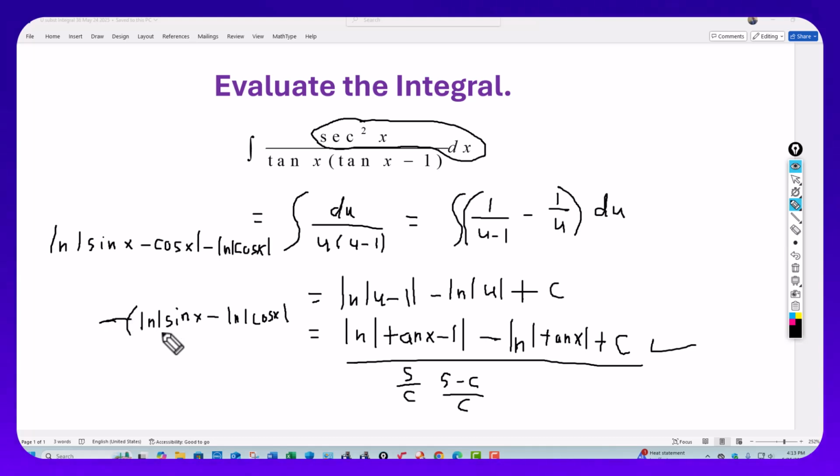So this minus multiplies this one here, so this becomes a negative here and this becomes a plus right there. So I get minus natural log of cosine of x, and a plus over here. So these cancel out, and I have this one and this one left. So the answer I just gave on the right side can be simplified into this: the natural log of the absolute value of sine of x minus cosine of x, minus the natural log of the absolute value of sine of x, and of course you have your constant of integration. Thanks for watching. We'll see you next time.